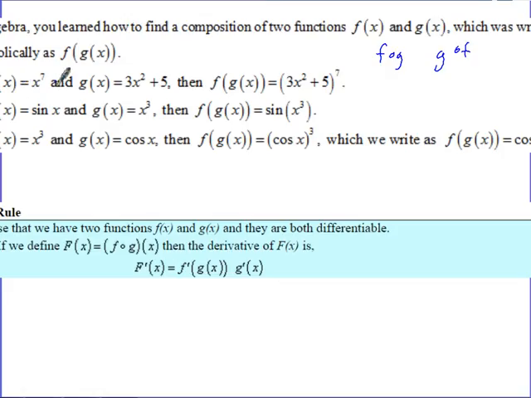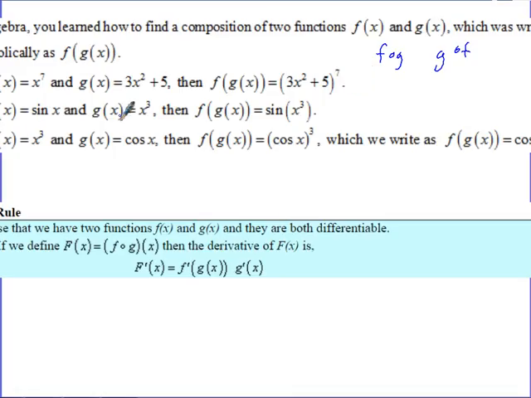If I told you, look, if f of x is x to the 7th power, and g of x is 3x to the 5th, then f of g of x, notice that the g is literally inside of f, right? It would look like this: (3x squared plus 5) to the 7th power. Does everybody see that? Okay?